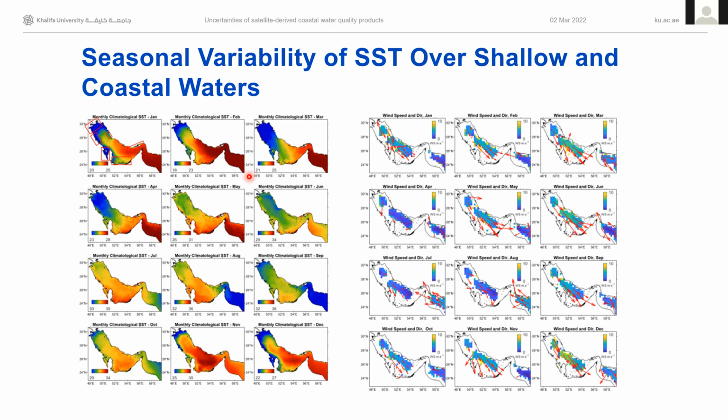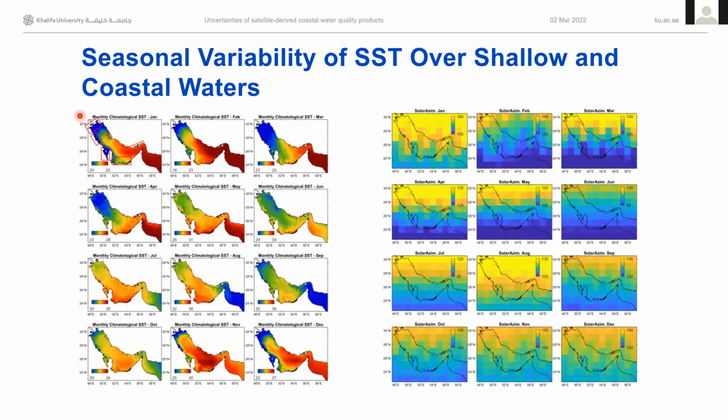So the major effect of wind speed is also observed at the northern part, but the Sea of Oman is less affected by the wind speed. So the wind speed could also affect these gradual changes of the sea surface temperature inside the Gulf.